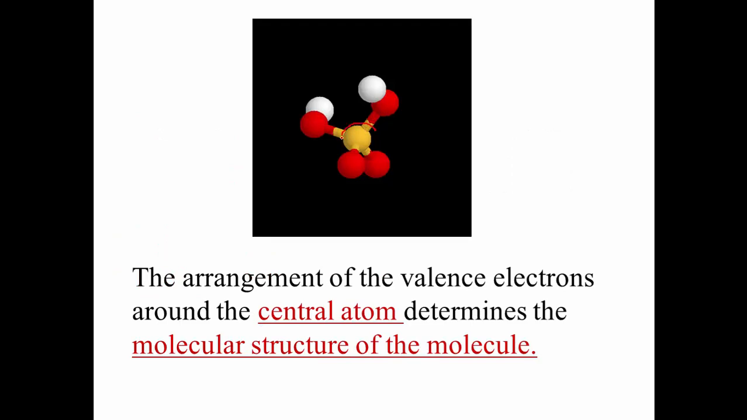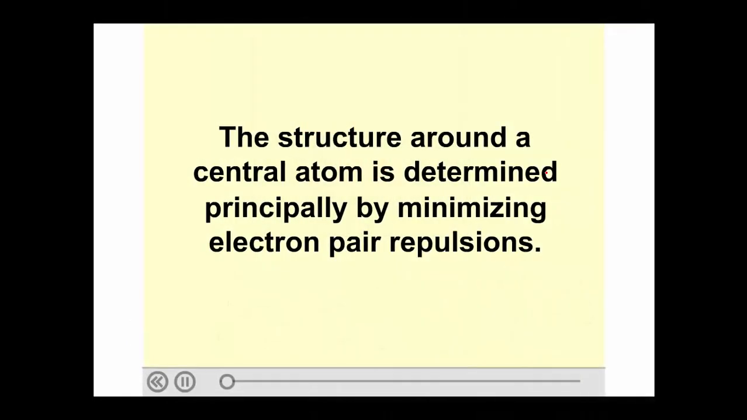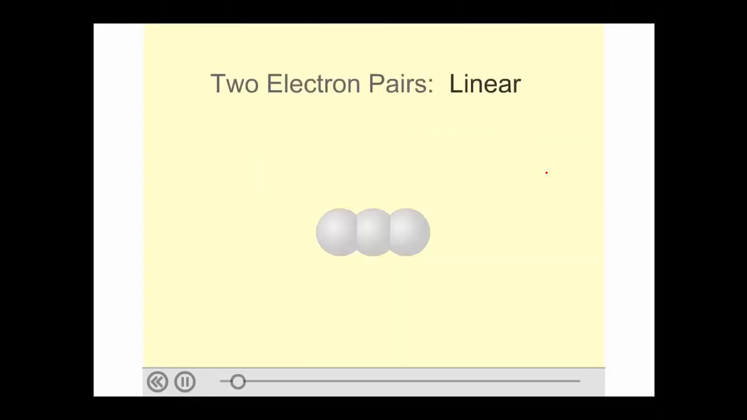Don't forget, it's the central atom that controls where the others bond. The geometry around a central atom is determined principally by minimizing electron pair repulsions. Two bonding electron pairs around the central atom result in a linear structure. Carbon dioxide has a linear structure. The bond angle for a linear arrangement is 180 degrees.